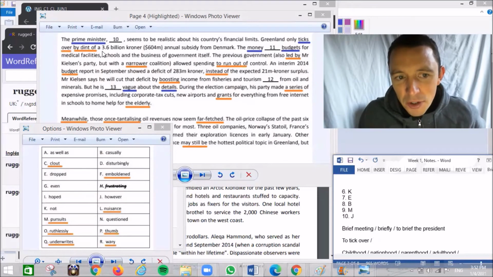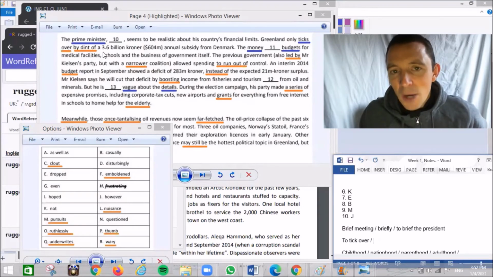So to tick over, by dint of, is very difficult. For me, it was very unusual. And it's like debido a. In this case, it's debido a, but it's not common. I would not recommend to remember it too much, but here it's a debido a, okay?